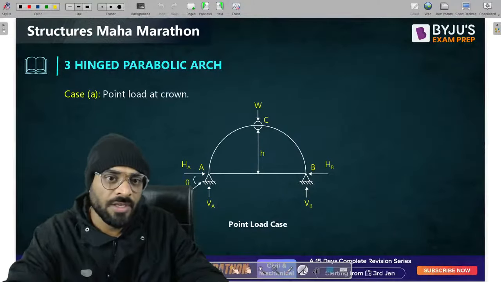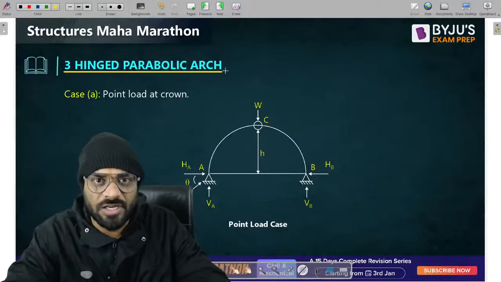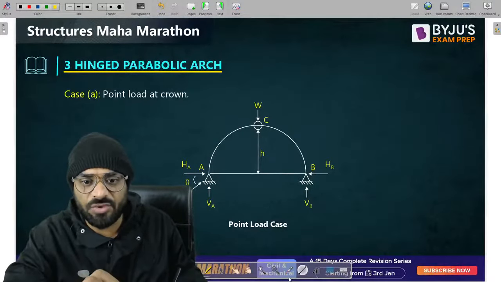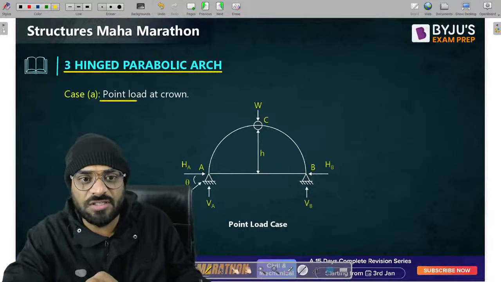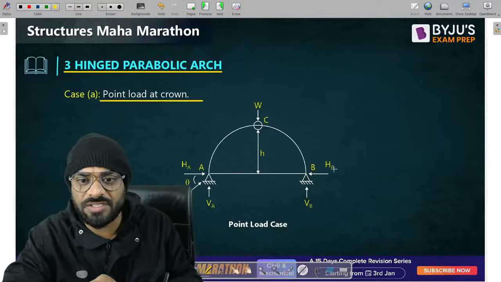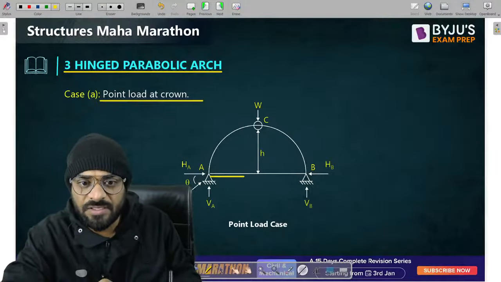Okay. So let us understand how to solve the three-hinge parabolic arch. Let us suppose, guys, this is our arch which is given to us, and a point load is placed at the crown itself, and we need to find out the horizontal support reactions. That means, what is the value of HA and HB? That is our question, and this is a parabolic arch. So you can see, guys, H is our rise, L is our span length.